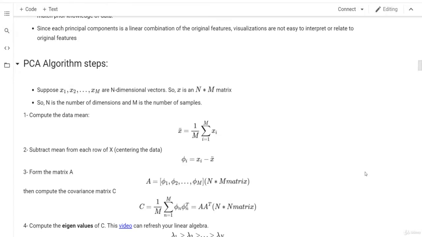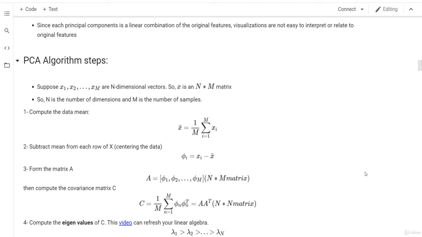Welcome back. So let's now discuss the PCA algorithm steps. Suppose we have x1, x2, x3, x4 and so on until we reach xm, and each of these x's are actually n-dimensional vectors. So basically if we have capital X, or all x's together, we will have an n times m matrix.